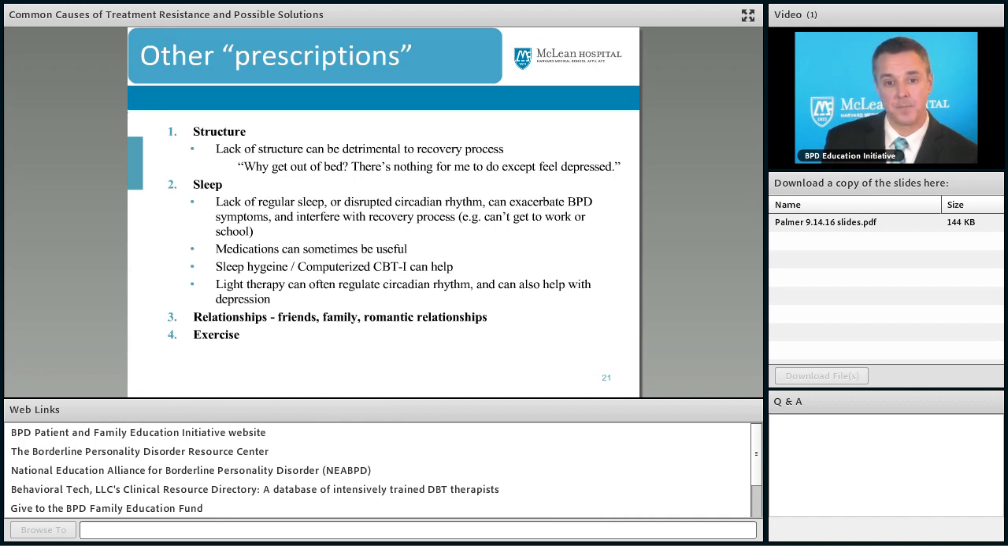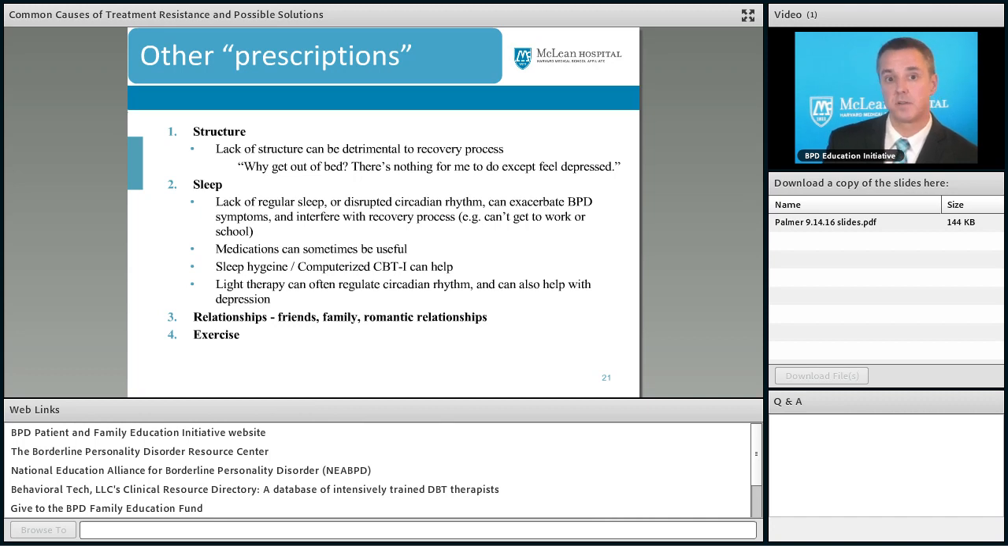Sleep. If somebody has disrupted sleep, or they're sleeping way off schedule, that can exacerbate borderline personality disorder symptoms and interfere with recovery. If you're sleeping from 6 a.m. until 5 p.m., you're not going to be able to go to school or work. Sleep medications can sometimes be useful. Sleep hygiene can be useful. There are computerized sleep cognitive behavioral therapy programs that anybody can do on the computer that can be really helpful. And light therapy can be really helpful for regulating sleep and can also be really helpful in depressive symptoms.